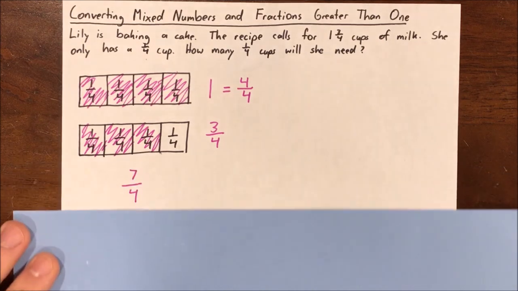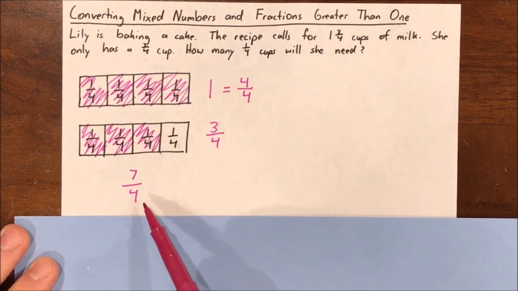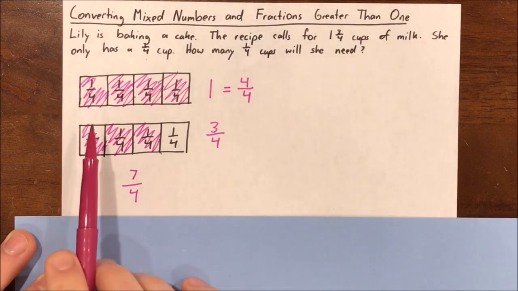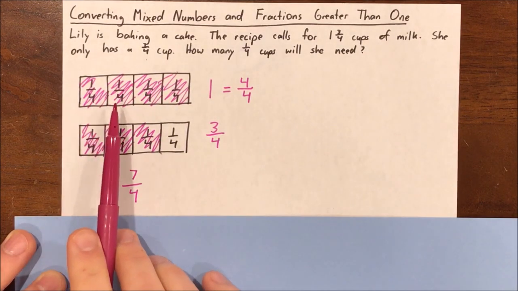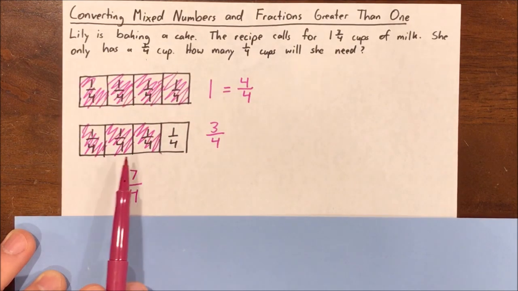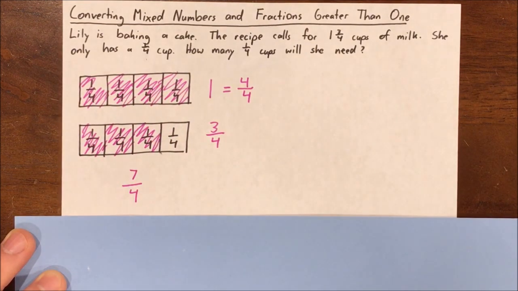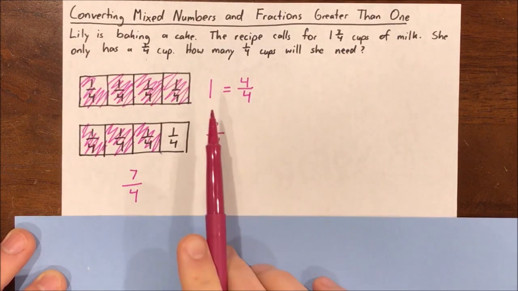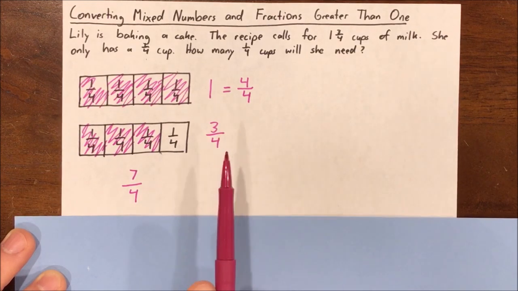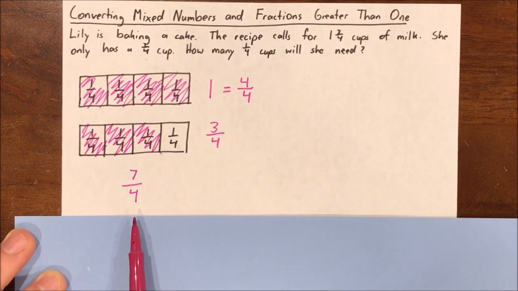Yeah, you could write that as 7/4. There are 7 pieces, each was 1/4. Count with me. 1/4, 2/4, 3/4, 4/4, 5/4, 6/4, 7/4. Okay. You also could have realized that 1 hole is equal to 4/4, and 4/4 plus 3/4 is 7/4.